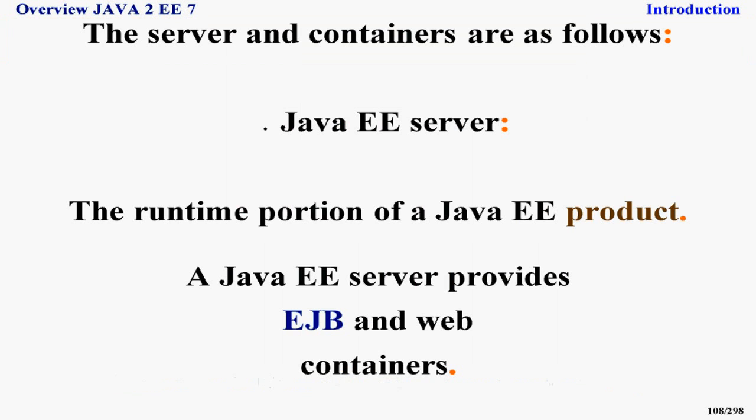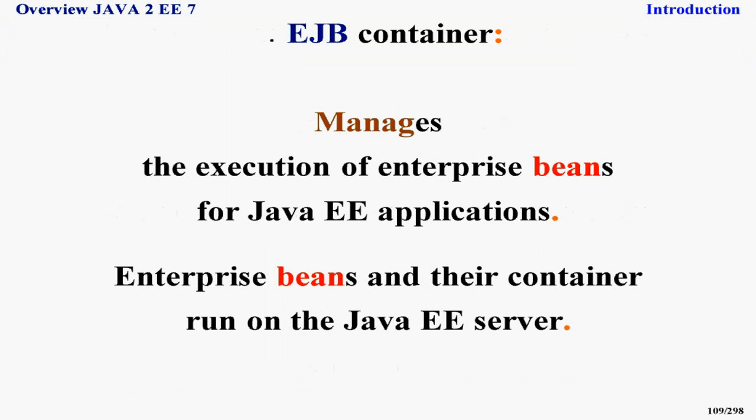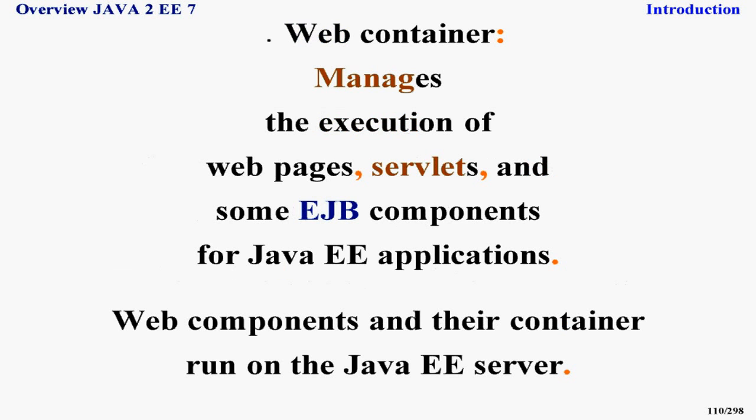Java EE server: the runtime portion of a Java EE product. A Java EE server provides EJB and web containers. The EJB container manages the execution of Enterprise Beans for Java EE applications. Enterprise Beans and their container run on the Java EE server. The web container manages the execution of web pages, servlets, and some EJB components for Java EE applications. Web components and their container run on the Java EE server.